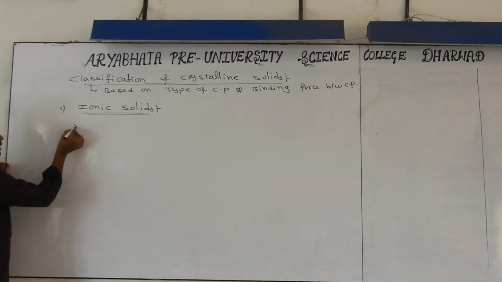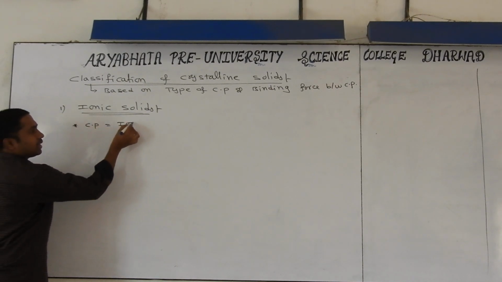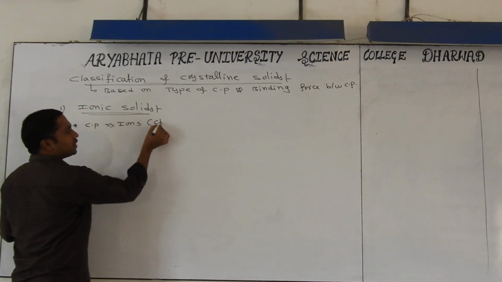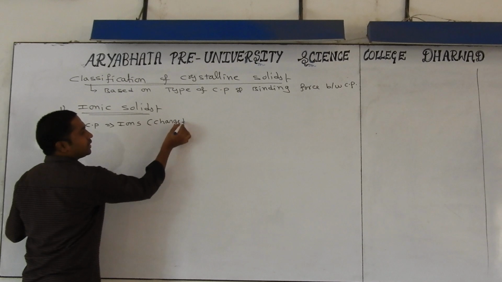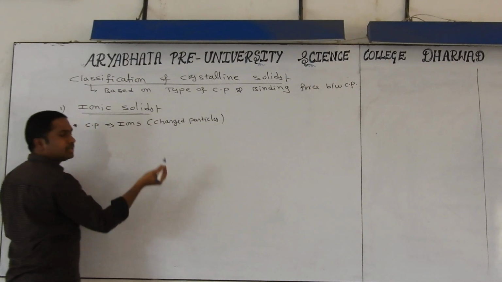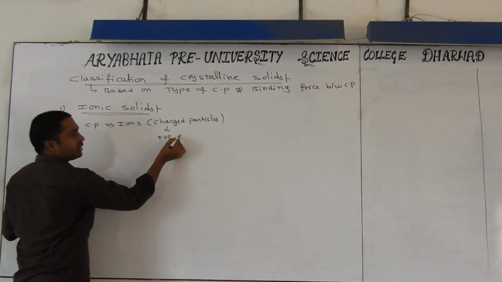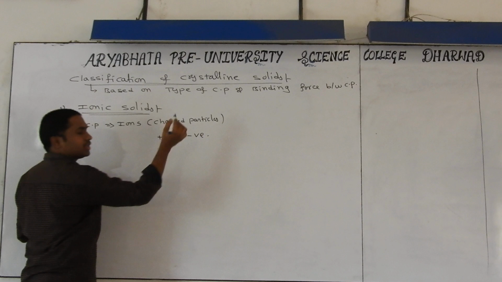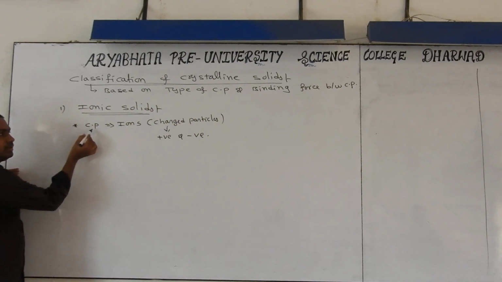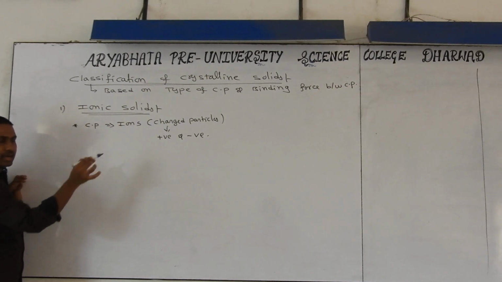So in this, the constituent particles are nothing but ions. What is the meaning of ions? Charged particles are called ions. Charged particles means what? Positively charged as well as negatively charged particles. So it is an ionic solid in which the constituent particles are ions, then they are called ionic solids.